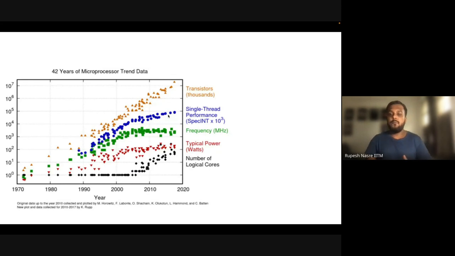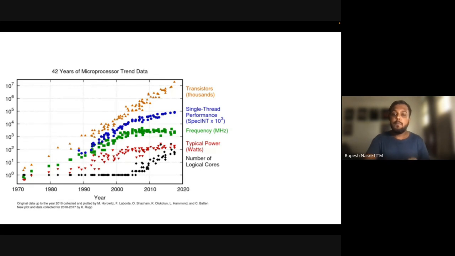Here you can see that the single thread performance slightly flattened with time, but the graph of the frequency is completely flattened. So the computer industry faced several problems at this point of time, by 2006. We can't increase the performance of the CPU. Performance is directly linked with the frequency, so we can't increase the frequency. So how do we tackle all these things?